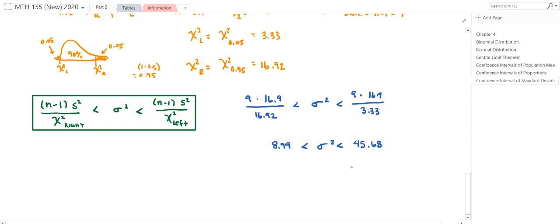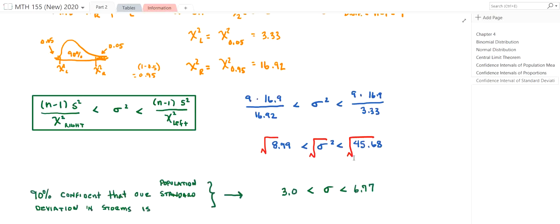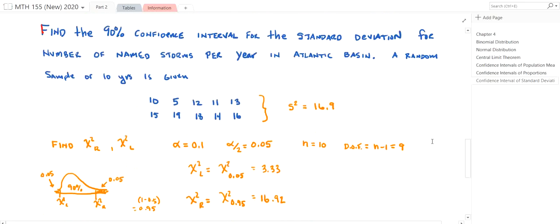So what are we going to have to do? Well, for a standard deviation, we're going to have to take the square root of all these terms. So if I go ahead and do that calculation for our population standard deviation, I did the calculation and added some text. So we're 90% confident that our population standard deviation in storms is between 3 and 6.77. And that's it. That's the solution to this problem.